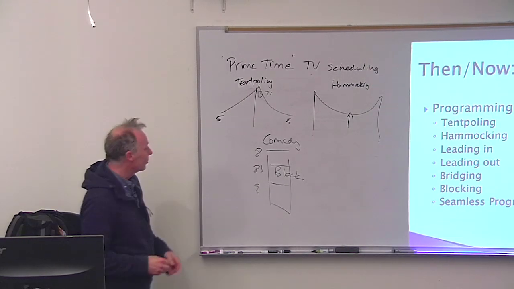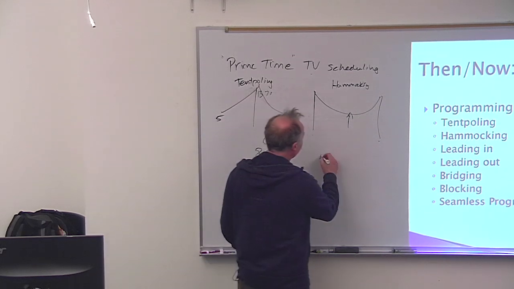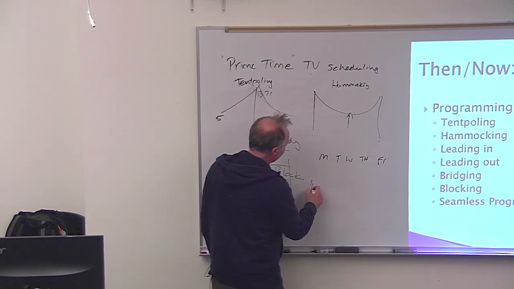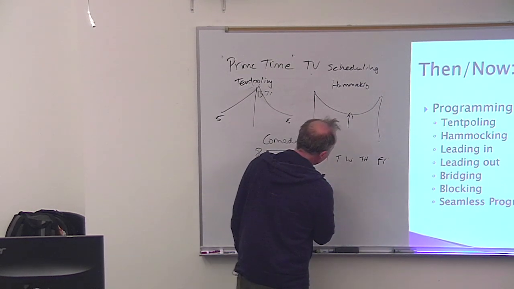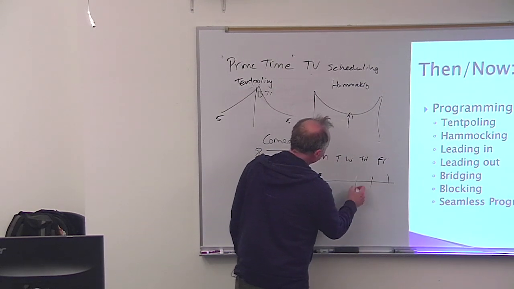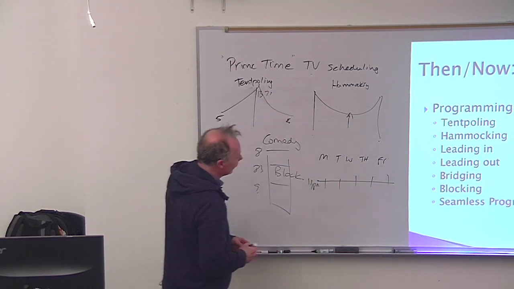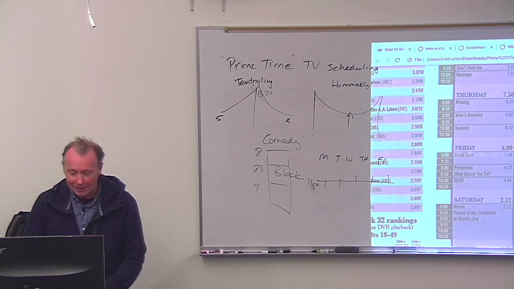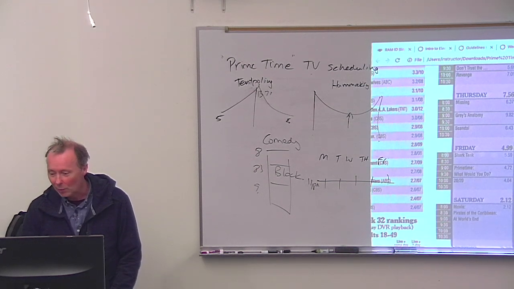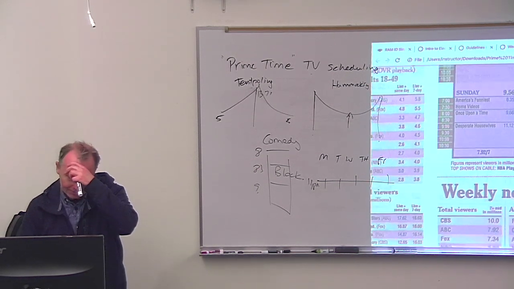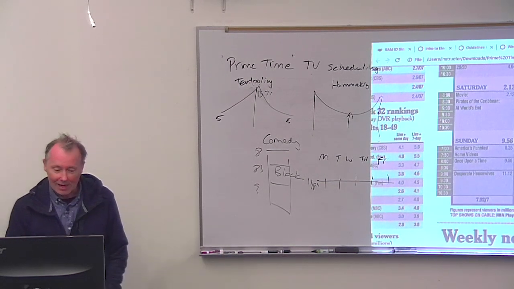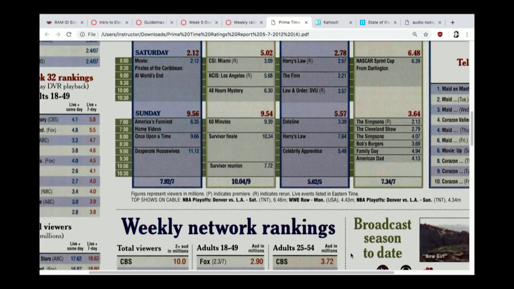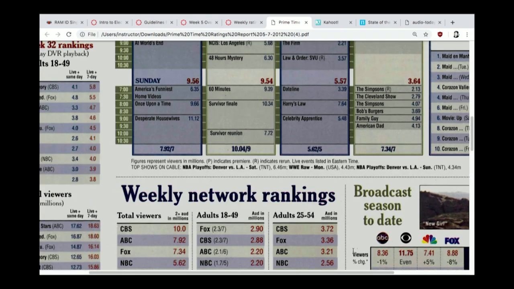The other one is called stripping. So here, Monday, Tuesday, Wednesday, Thursday, Friday, let's say at 11 p.m., you strip program something. It's very often syndicated stuff, like reruns of sitcoms. So we wouldn't see that with network primetime programming because they don't have enough of any show to strip it 5 nights a week.